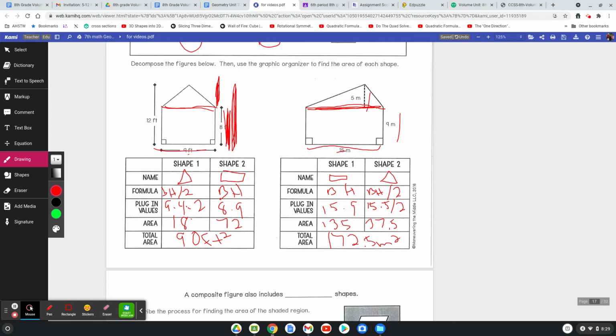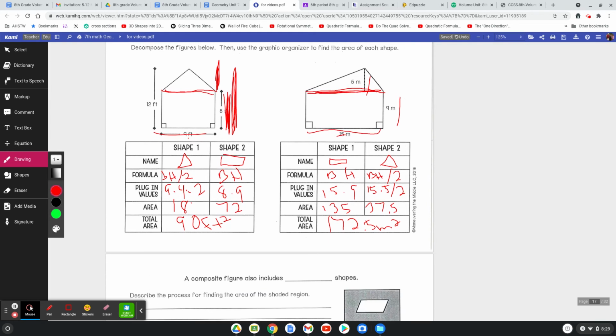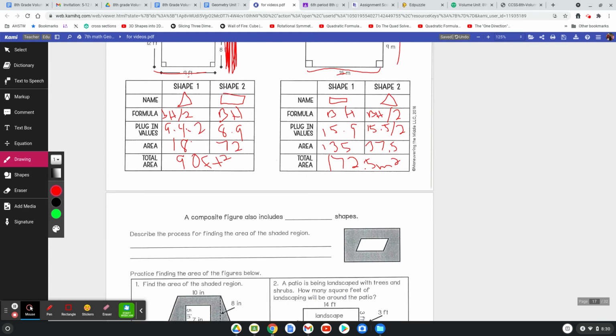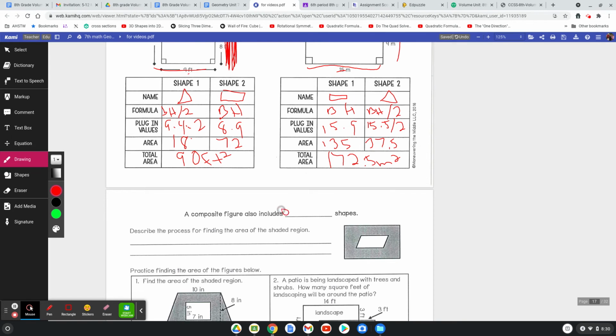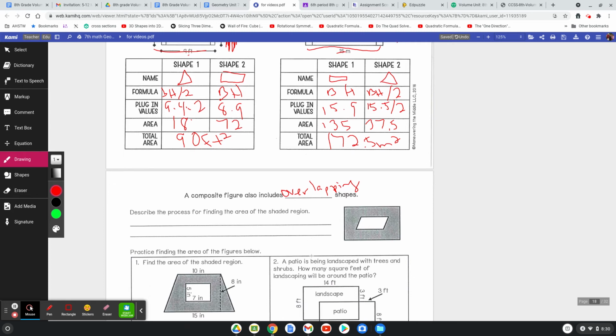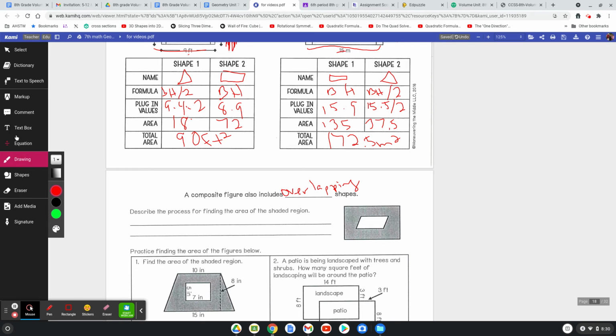Okay. And again, always pause it or rewatch it if you're confused. So a composite figure also includes overlapping shapes. So basically, like when we have the shaded area that we're trying to find. So for this one, if you were going to describe the process for finding the area of the shaded region, why don't you pause it and say what you would say?